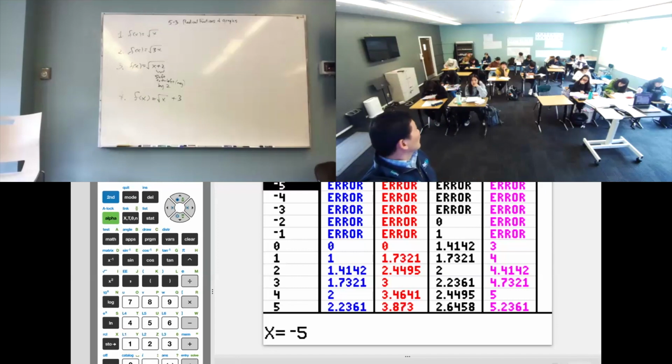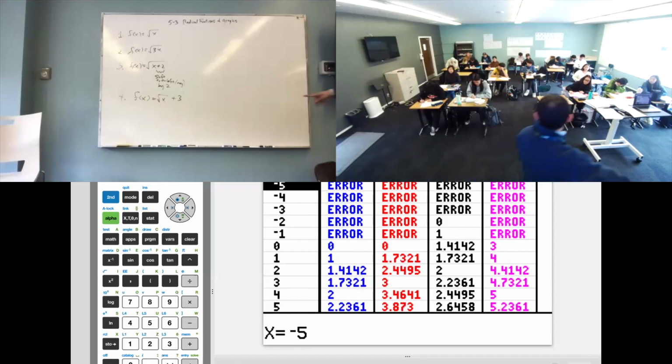The final value when x is equal to 0 is 0 for y1, but the final value is 3 for y4. The final value is 1 for y1, and the final value is 4 for y4, because 4 is 1 plus 3. Then the final value for x equal to 2 for y1 is 1.4142, and over here 4.4142, so just add another 3. This one, 1.7321, is 4.7321. So everything over here gets added by 3.